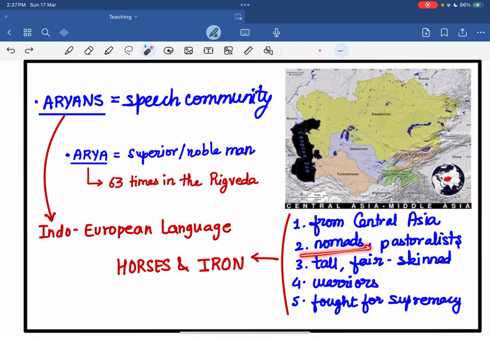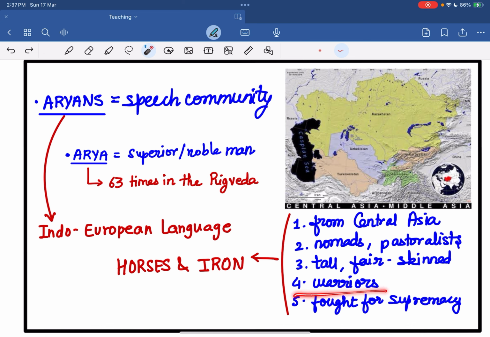They were nomads. They moved from one place to the other because obviously the Central Asian region is very dry, very arid. You have very limited resources there. So you move out from that region. You sprout out. You look for different opportunities and resources. So there's going to be outward migration from this specific region.